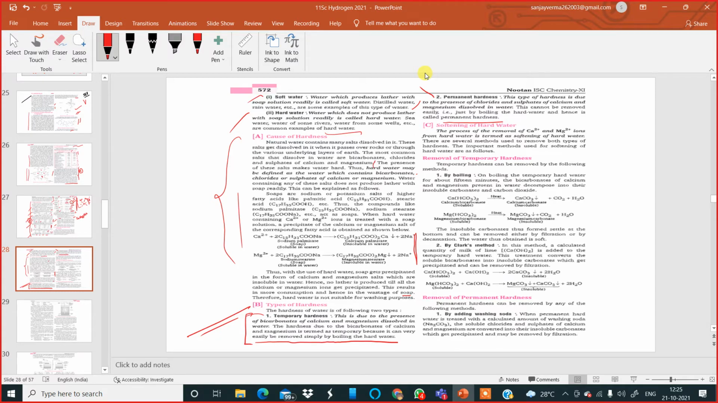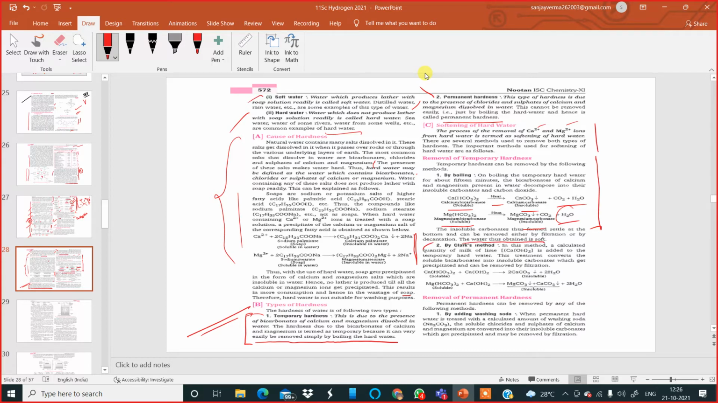Now, how to soften water? We know the process of removal of calcium and magnesium ions from hard water is termed as softening of hard water. There are several methods, so we'll discuss the methods quickly over here. The first one is removal of temporary hardness just by boiling. If you boil calcium bicarbonate or magnesium bicarbonate present in water, they get converted to calcium carbonate and magnesium carbonate, and get separated from the water. So the water is now soft. The insoluble carbonates settle at the bottom and can be removed by filtration or by decantation. The water thus obtained is soft.